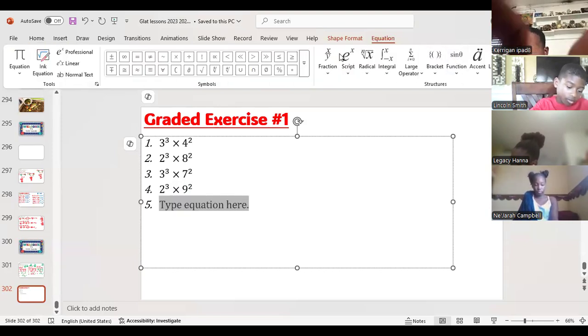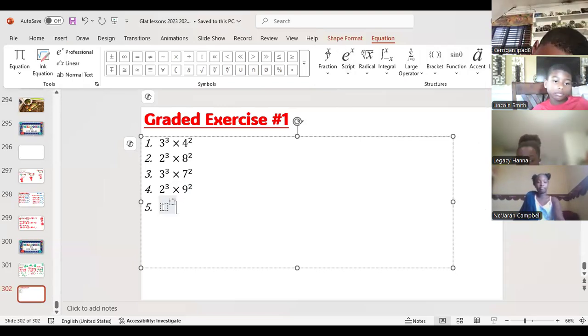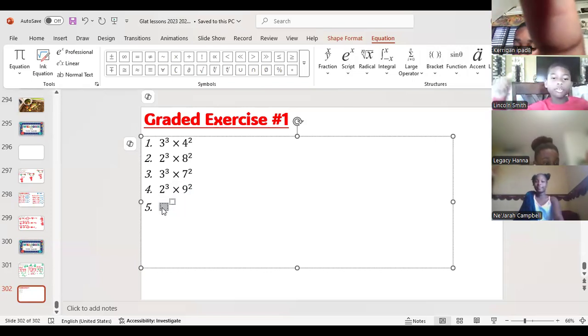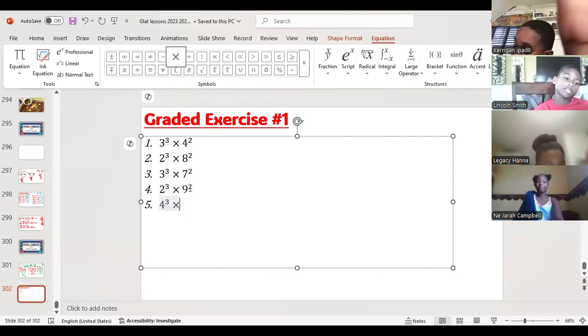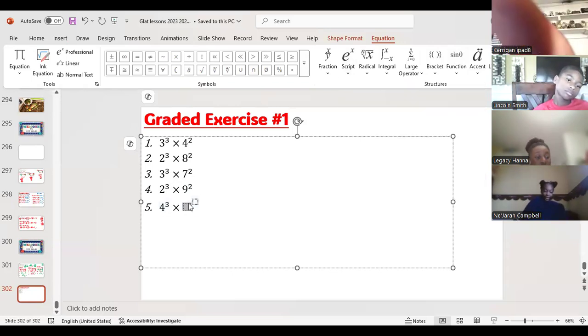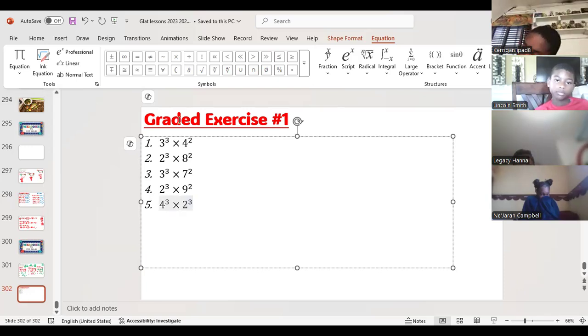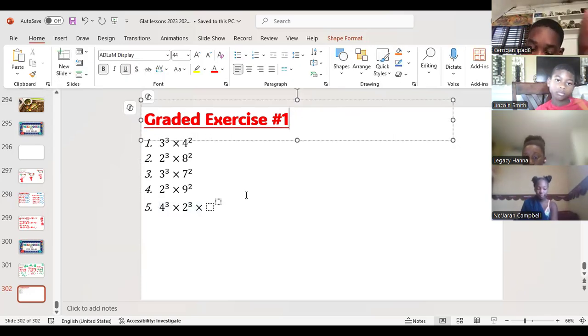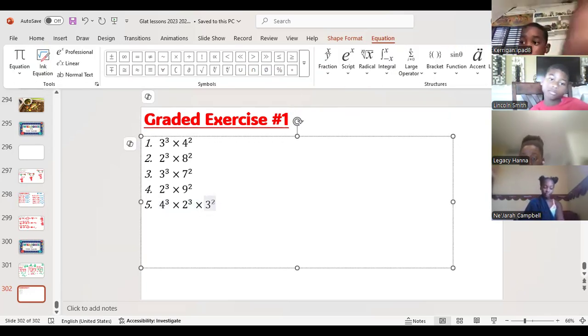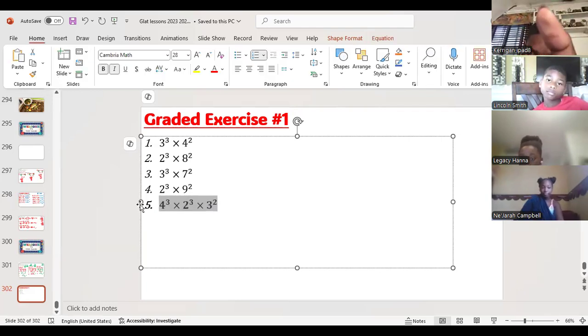Should I put a bonus? Yes, sir. Bonus question, depending on how many actual questions you put. All right, let's do a bonus then: 2 to the third power multiplied by 3 squared. So number 5 is the bonus. Let's see how good y'all do it.